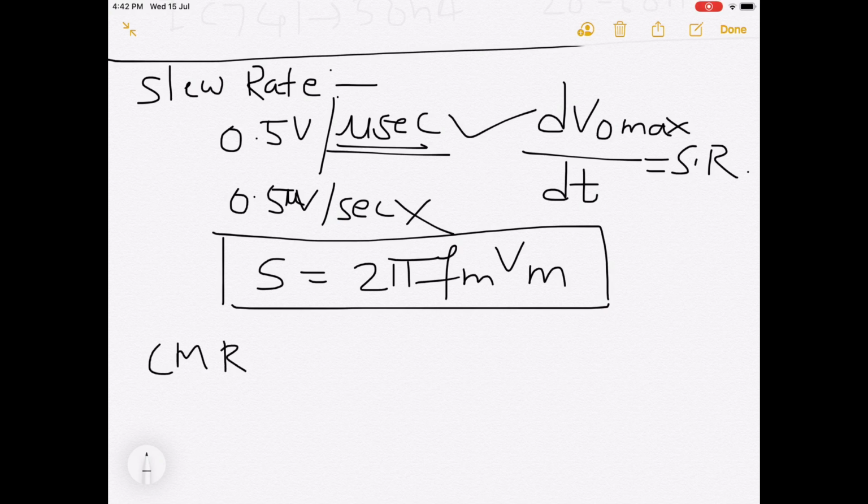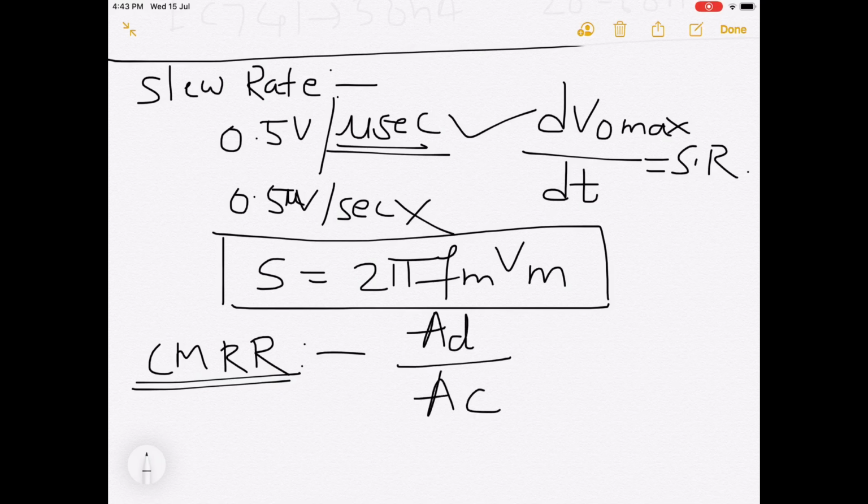Next parameter is CMRR. All of you know this, as we have learned it in the second year. In short, common mode rejection ratio is the ratio of differential gain to common mode gain, AD by AC, and practically its value is up to 90 dB. So, it will reduce the noise.